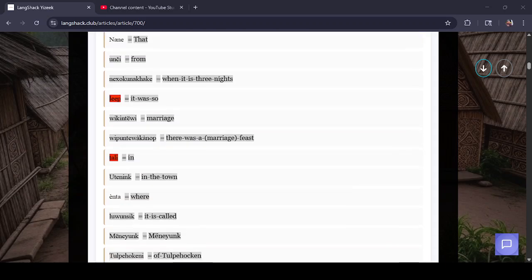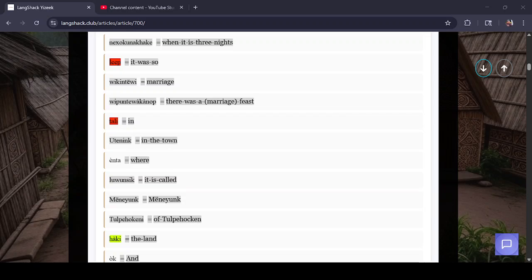Lenape was so. Marriage is like an adjective. We punde wakan up. There was a marriage feast. We punde. Weepum is to eat with, to feast with, to eat with somebody. That's what weepunde is, or weepun.